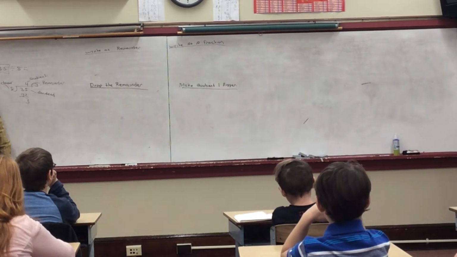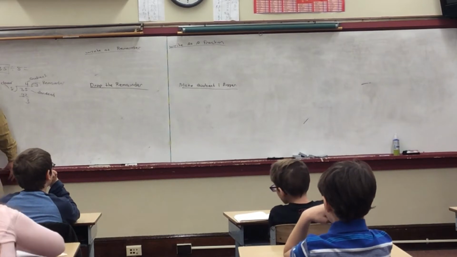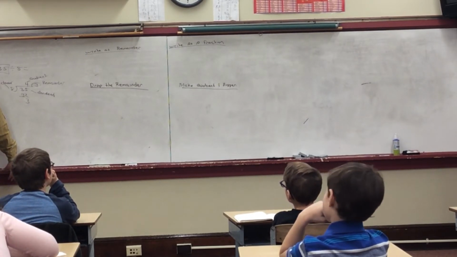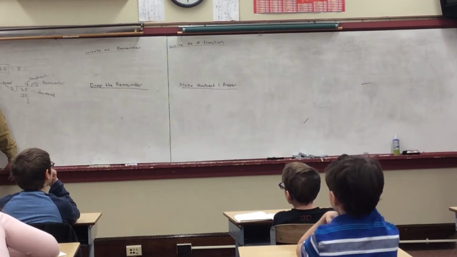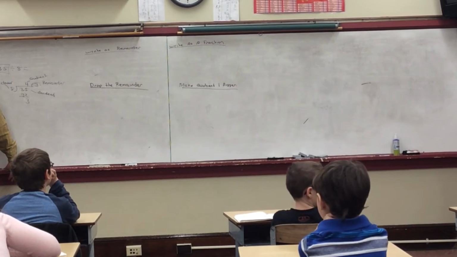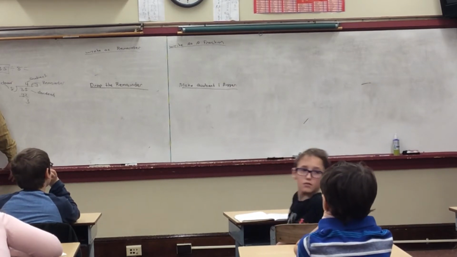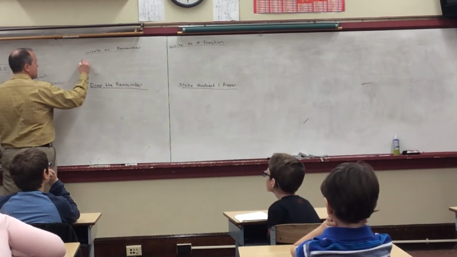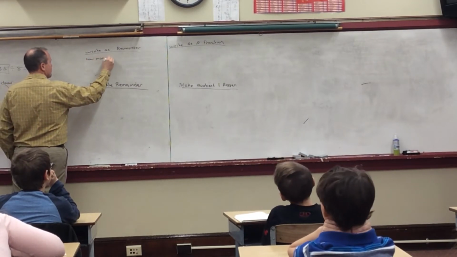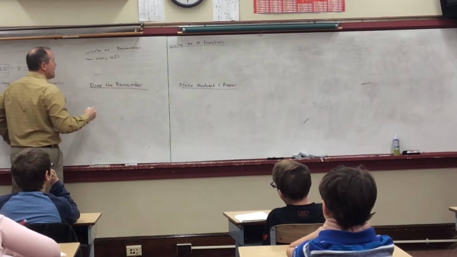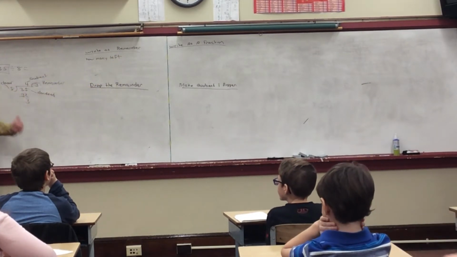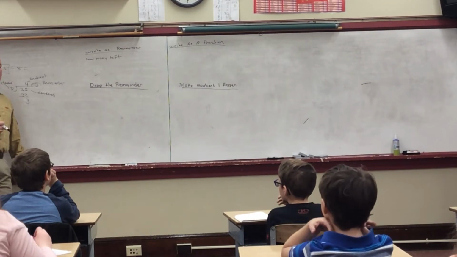Now, when do you think we're going to write it as a remainder? Like if it asks you how many will be left or something? How many are left? If it asks you the question, how many are left, that would be when we would write it as a remainder.